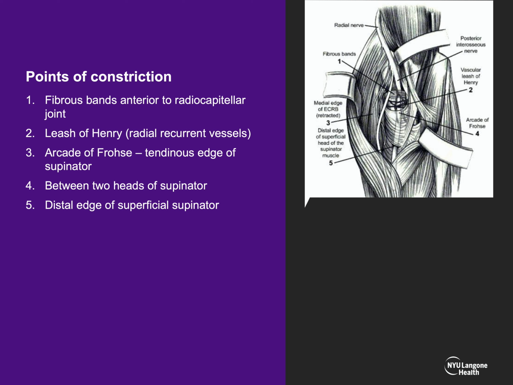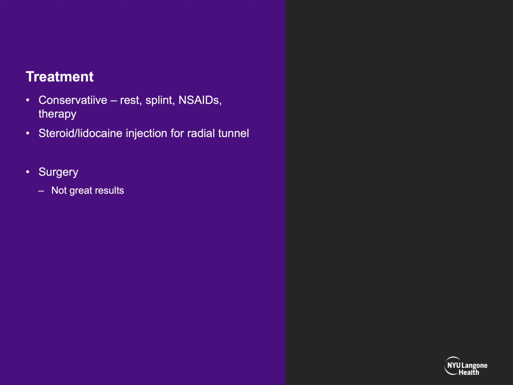Now, what are the possible sites of pressure or compression on the radial nerve? So you have fibrous bands sitting over the radiocapitellar joint. Remember that the nerve is sitting right on that radiocapitellar joint. You have the leash of Henry, which are a bunch of vessels, the radial recurrent vessels off the radial artery. You have the arcade of Frohse. This is the tendinous portion where the nerve is starting to dive into the supinator. The supinator has two heads, so it dives between the two heads of the supinator, and the arcade of Frohse is that leading edge of the supinator, and then you have the distal edge of the supinator.